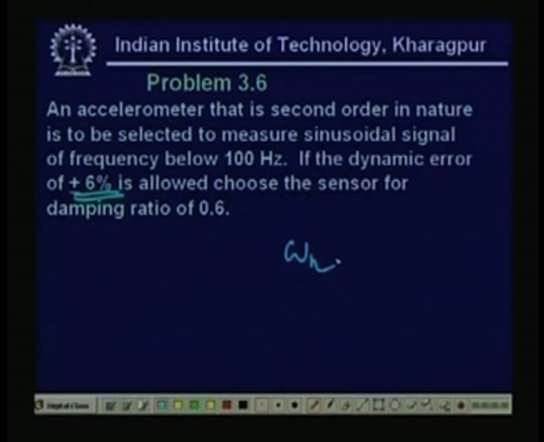So try to solve these problems and the solutions will be given in the next class. And I will remind you that here, problem number 3.4, the instrument is first order. Problem number 3.5 also is a first order system, whereas problem number 3.6 is a second order system. So with this I come to the end of lesson 3.